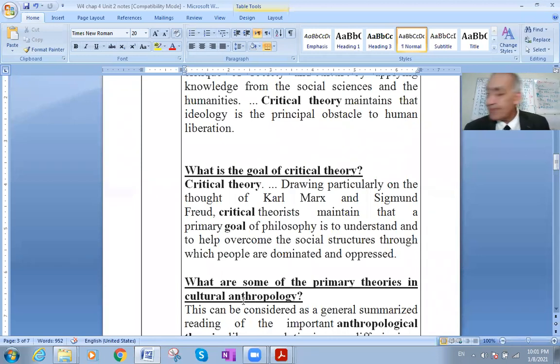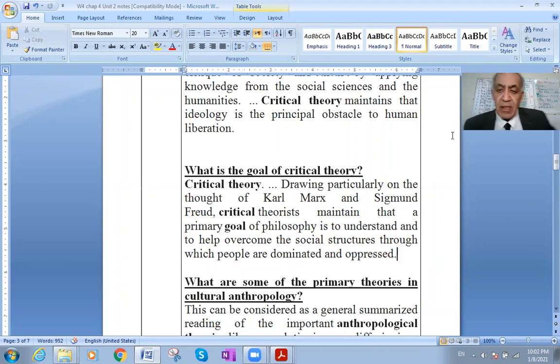Questions and answers. That's what we are doing just now. It looks like a figure of questioning and answering. So that's how it's working. What is the goal of the critical theory? So let's see what is the goal of the critical theory and how it works.